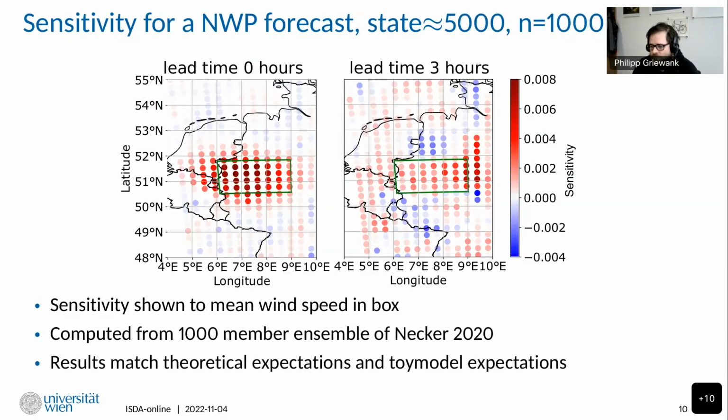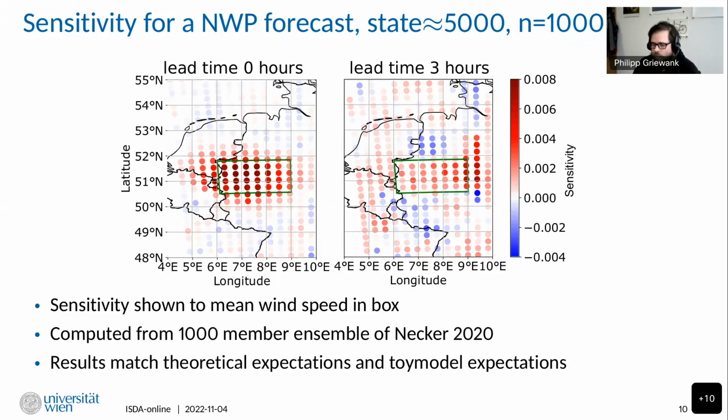And shown here is a selection of the sensitivity for 0 lead hours and 3 on the right. Each of these dots is one of the reduced grid points, and here the coloring is the sensitivity. And this green square marks the domain where we calculated our response function over. The important part here is that the results we get are actually quite similar to what we got with the toy model. They fit what we theoretically would expect to see.